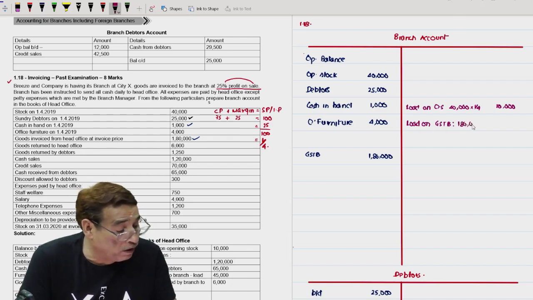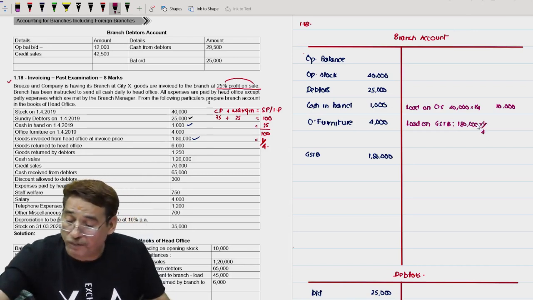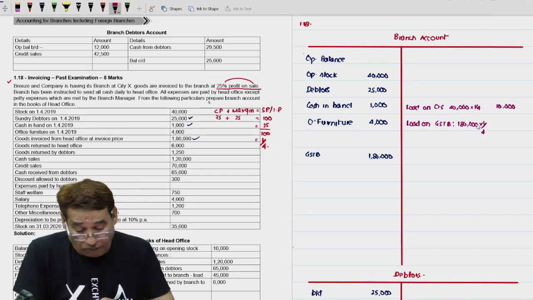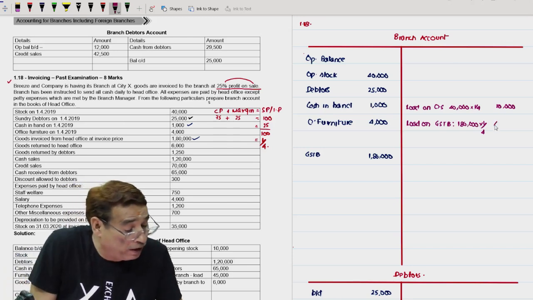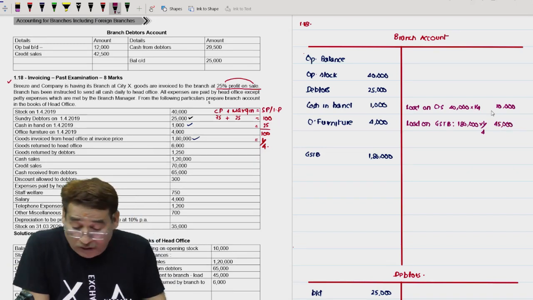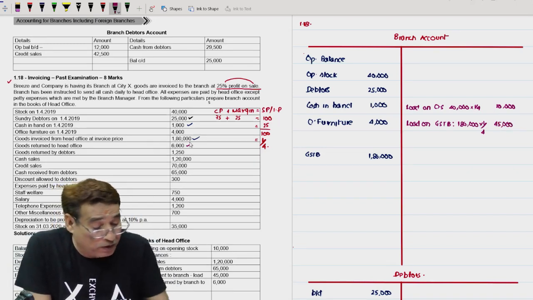1,80,000 into 1/4. How much it will be equal to? 1,80,000 divided by 4 is equal to 45,000. So 45,000 will be your loading and you are going to write it towards the credit side. Then we have got in this case goods return.